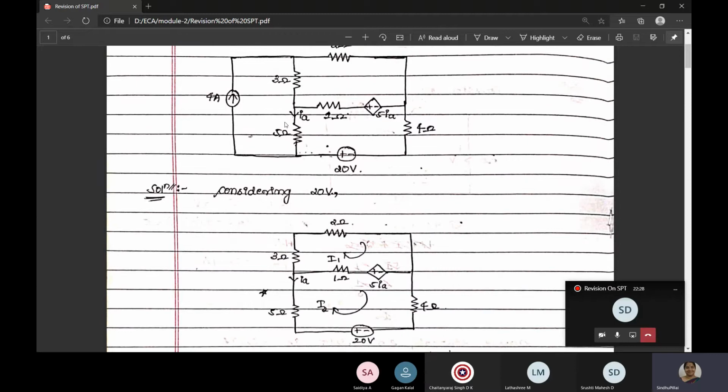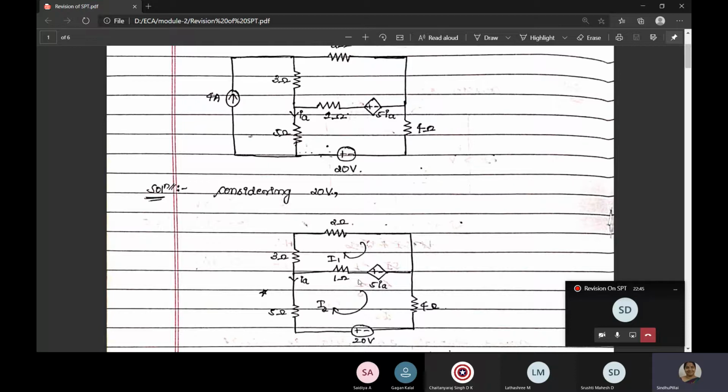When I take 20 volts, the other source left is a current source, which should be open circuited. So that is completely removed here. That source is not there. Only two loops are there. So two currents, I1 and I2, are assumed in the clockwise direction. Write the loop equation for this.